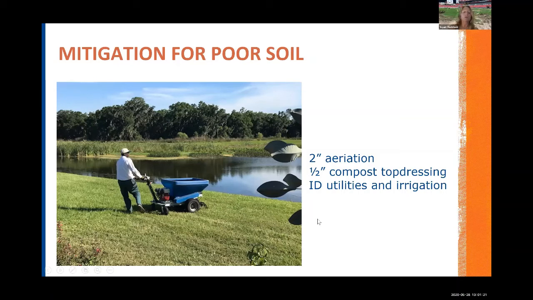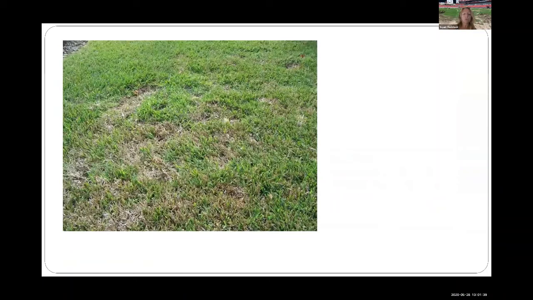So you don't want to go out and get horse manure and just throw it on your lawn, because you may end up with a lot of weed seeds from what the horses eat. And you do need to ID utilities and irrigation before doing that 2-inch aeration. That's why we only go 2 inches in homeowner lawns, is because we don't want to be hitting things, but you still need to make sure you know where those things are.